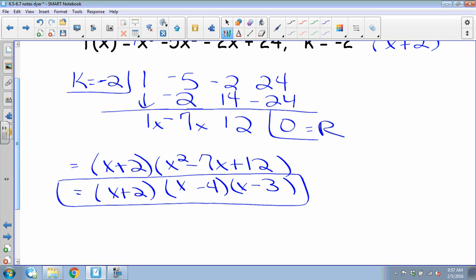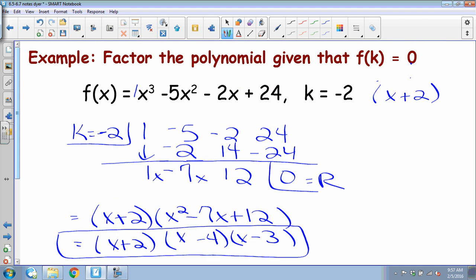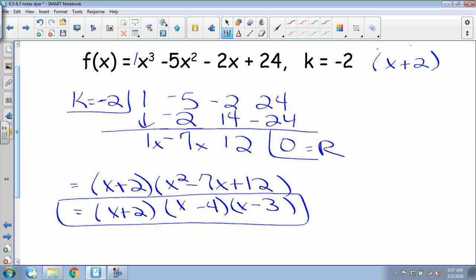We're running out of time, so we need to focus. These set of directions said factor the polynomial given that the value I'm giving you is a solution. So that's what you do. They just want you to factor it. They don't want you to find the other solutions, but what if it did? What if it wanted you to find all the solutions? My first solution is negative 2, my second solution is 4, and my next solution is 3.